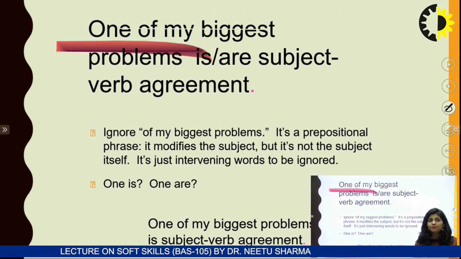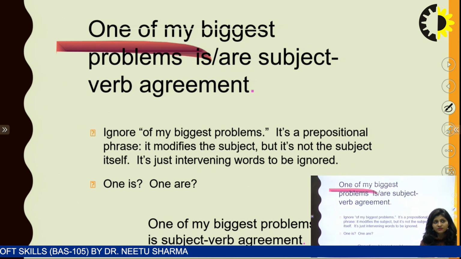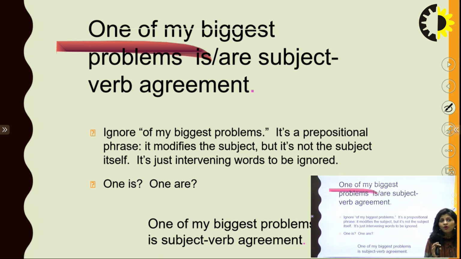One of my biggest problems. Again you need to understand here that "one" is a singular subject. Always consider "one" as a singular subject and ignore what comes after it, because it is a prepositional phrase and it doesn't actually modify the subject. It modifies "one" only, right? So it's not the subject itself. It's just intervening words which are to be ignored, right? So: one of my biggest problems.